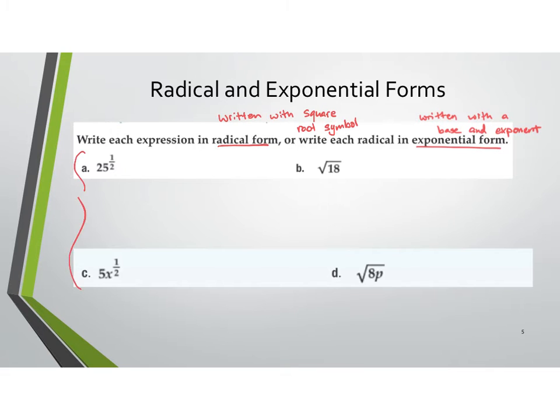So these two problems are already written in exponential form. These are in exponential form. Whereas these are in radical form. What this question is asking us to do is rewrite the problem so that it's in the opposite form. So for this one, or for A and C, I'm going from exponential to radical. And then for D and B, or B and D, I'm going from radical to exponential.